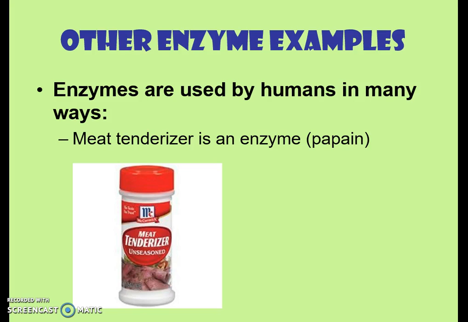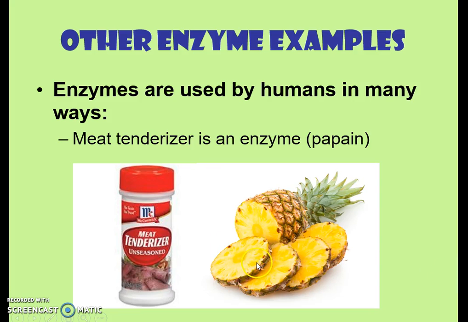Meat tenderizer is an enzyme. My father-in-law used to marinate his steak in pineapple. He'd crush it up and put it on there, and he'd say, oh yeah, it makes it really soft. Well, he's right, because pineapple is the source of the enzyme papain, which they isolated and made into a powder so you could sprinkle this on a piece of steak and it will tenderize the meat.